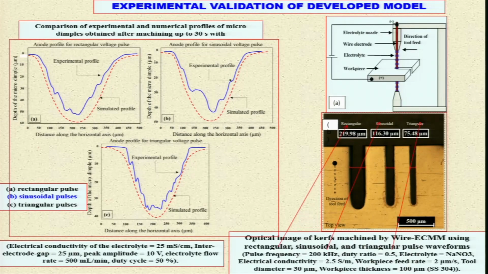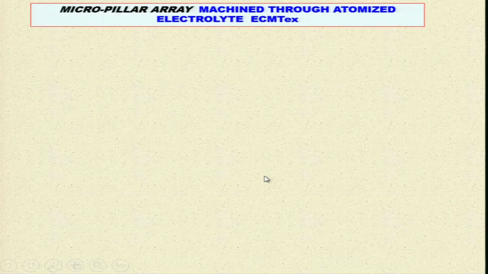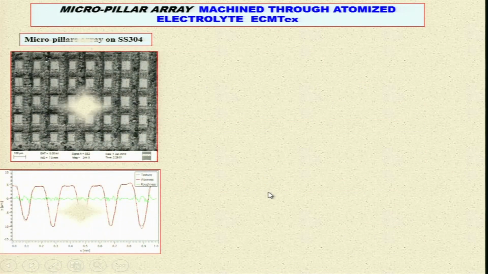This I have already shown to you. Now, there were same conditions in different cases. Now, again let us see micropillar array machined through atomized electrolyte electrochemical microtexturing. These are the micropillars which have been created, and you can see here textures, waviness and roughness. So, this gives you the roughness, and these are the textures and waviness over there, slight waviness is also there.